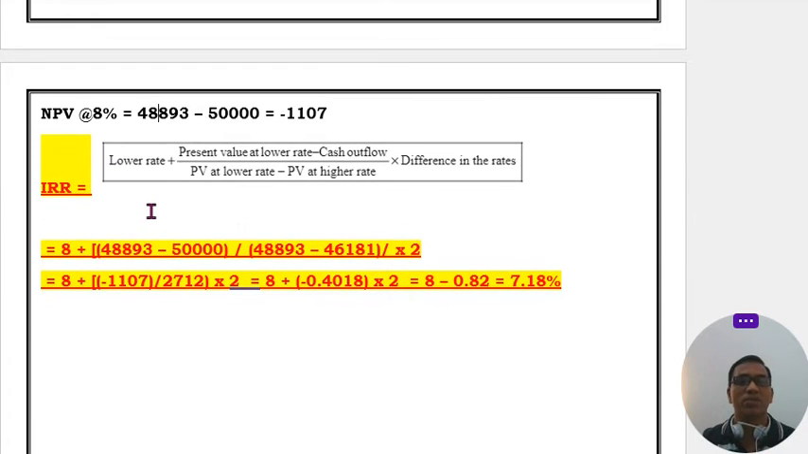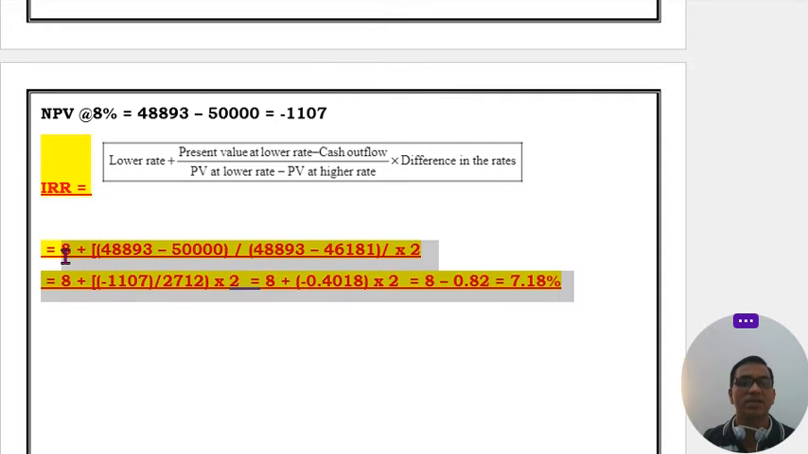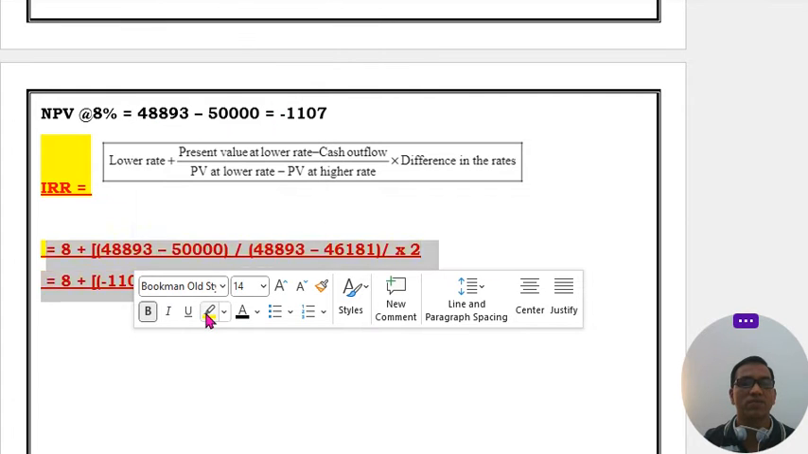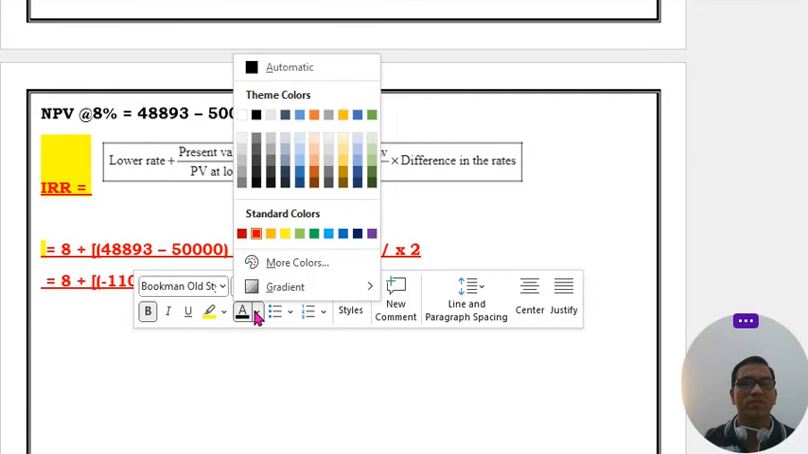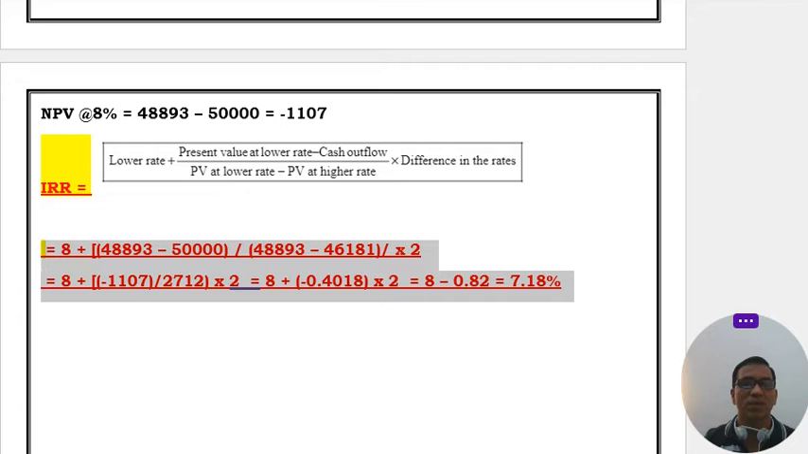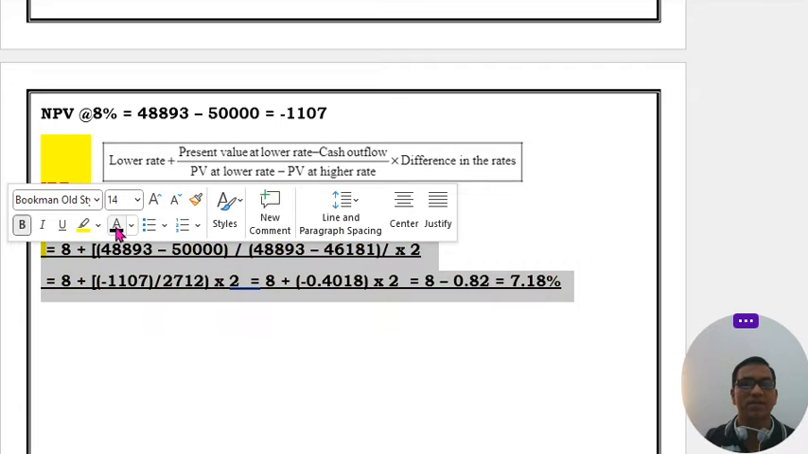Then I use the interpolation formula. Lower rate, that is 8% plus present value at lower rate minus cash outflow, divided by present value at lower rate minus present value at higher rate. If I solve this formula, I got 7.18 by the interpolation formula. This is the formula we calculated.